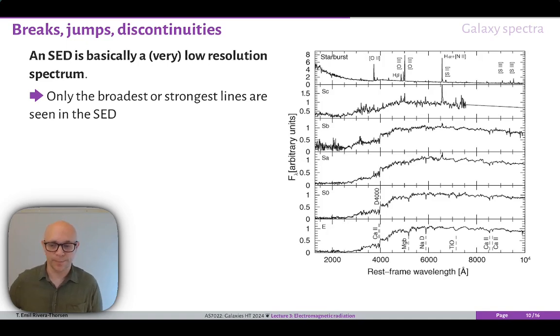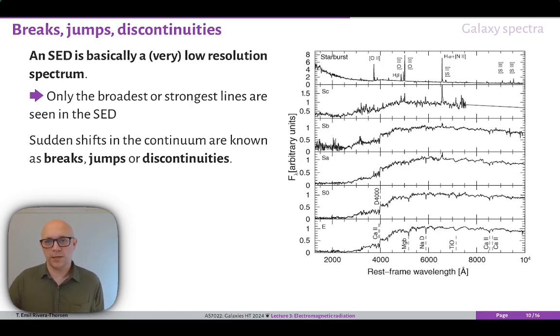However, in quiescent galaxies, in early type galaxies, and in only moderately star-forming galaxies, this is usually not the case. The contribution from nebular emission in the ISM is usually not strong enough to affect the SED of this galaxy as we observe it.